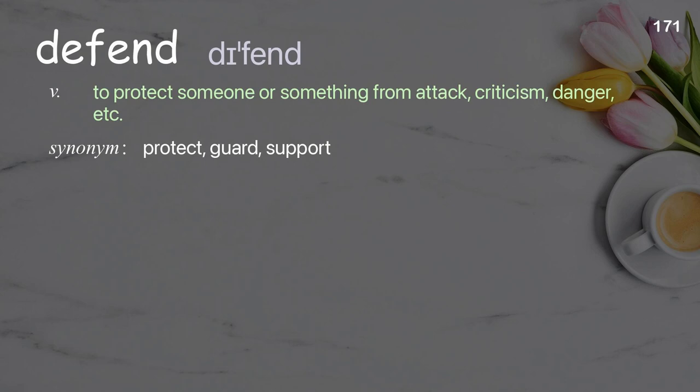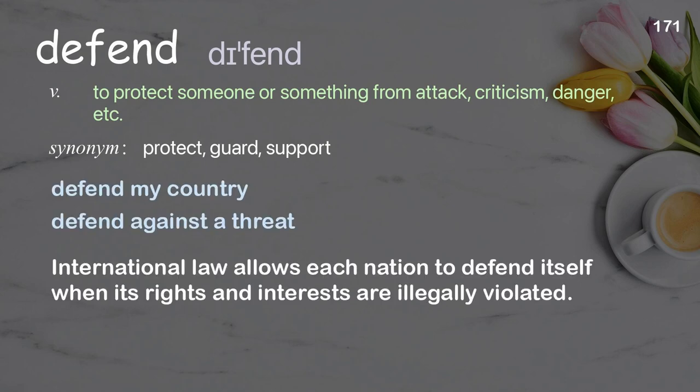Defend. To protect someone or something from attack, criticism, danger, etc. Examples: defend my country, defend against a threat. International law allows each nation to defend itself when its rights and interests are illegally violated.